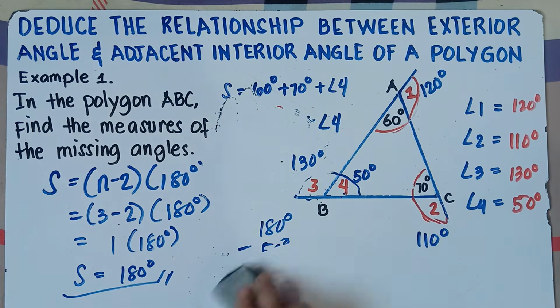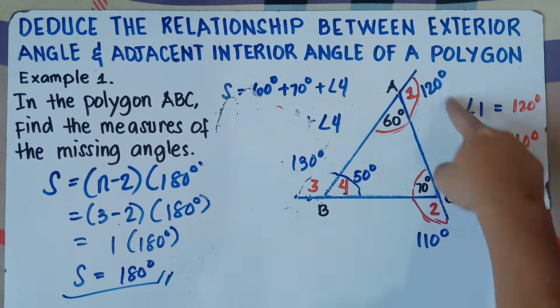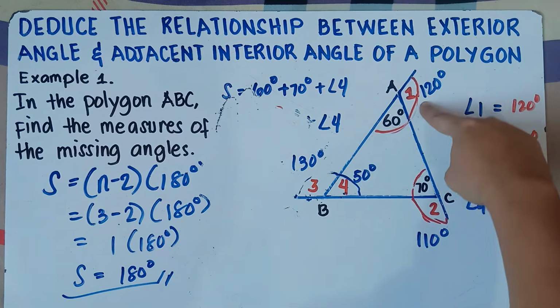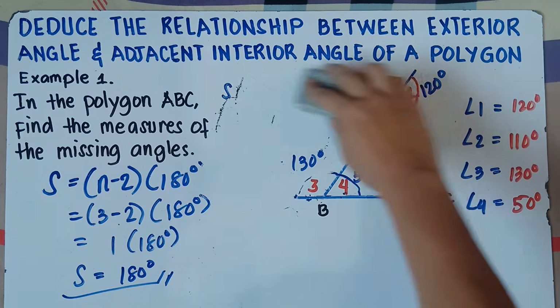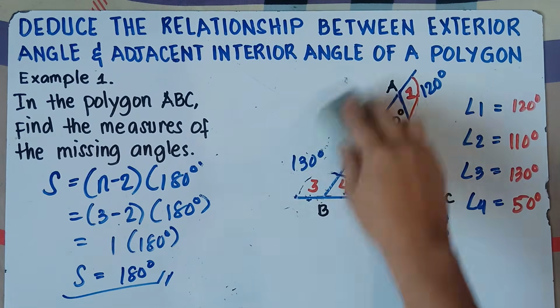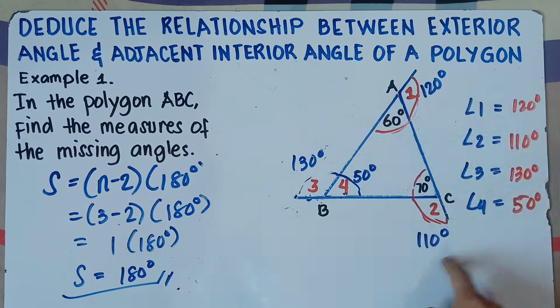A while ago, as I told you, the sum of the exterior angles, so we have three exterior angles, angle 1, angle 2, and angle 3. The sum of the exterior angles is always 360 degrees. Do you still remember, class? The sum of these exterior angles is always 360 degrees.